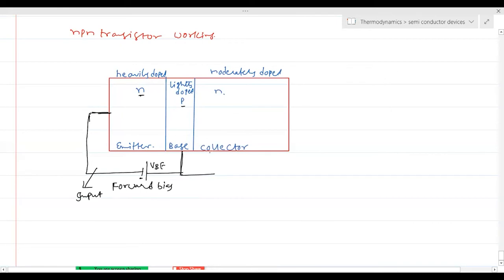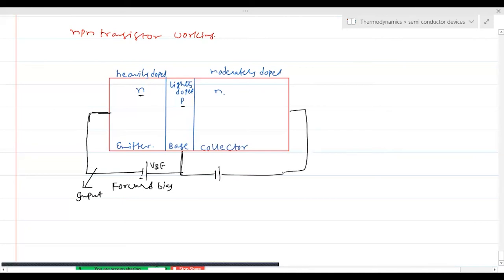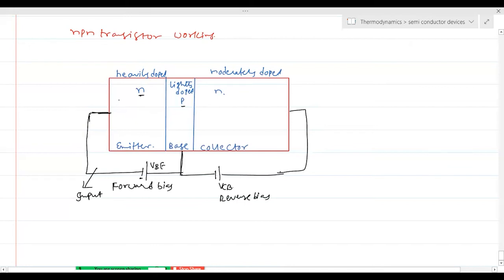And we are taking one more. This is the output. Output is connected in reverse bias. Therefore, P is connected to negative and N is connected to positive. Here we will call this VCB, and this is in reverse bias. So let us understand the significance of the transistor.